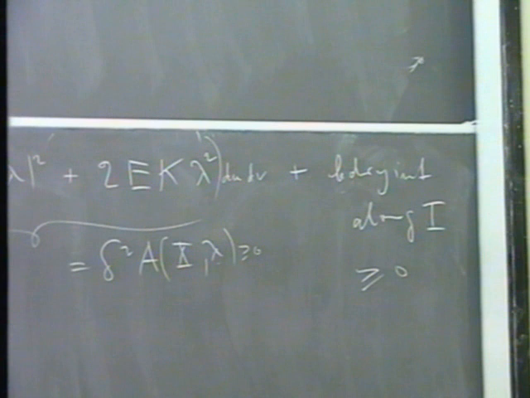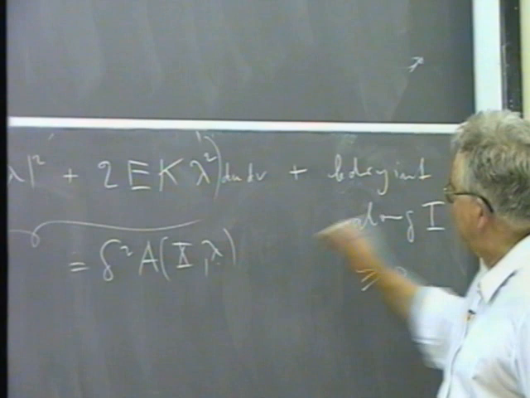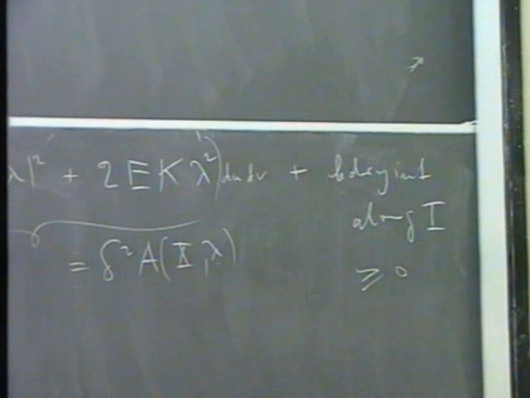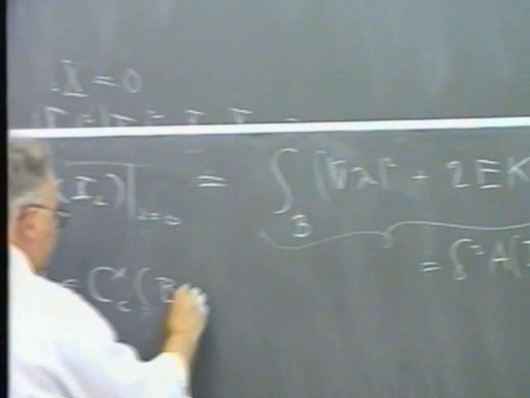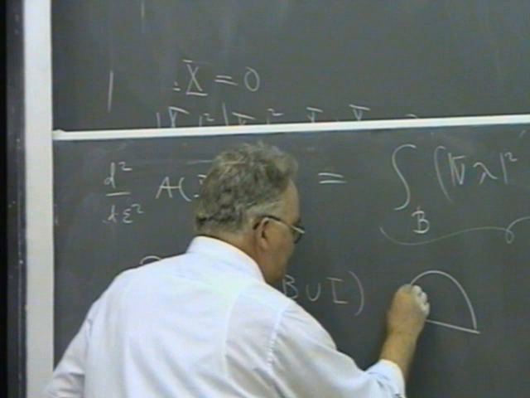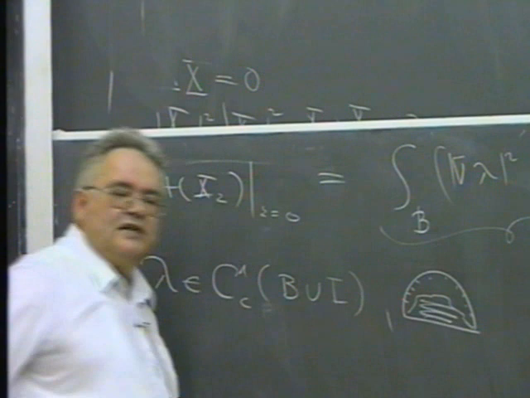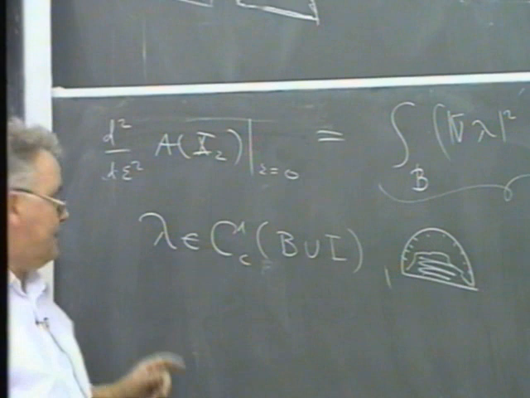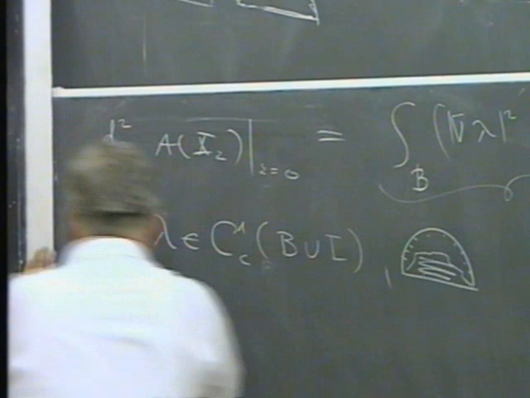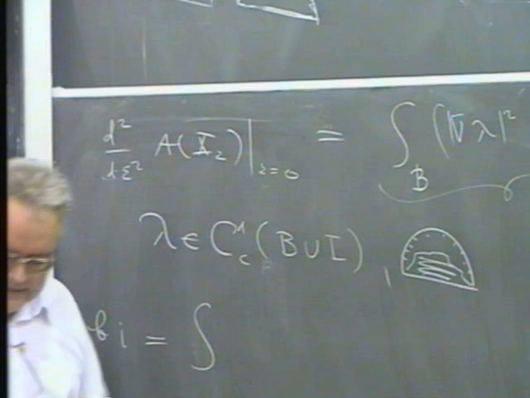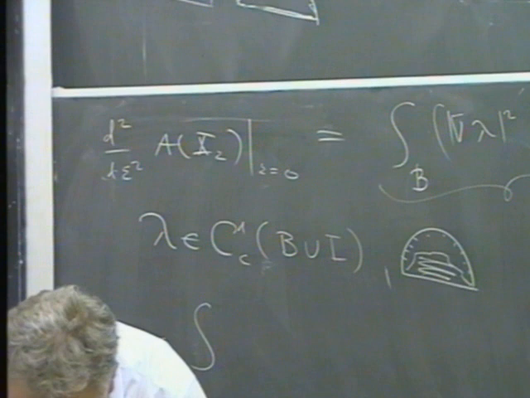And so I introduce the notion of free stability, that this expression, where I now allow lambda of class C1, has compact support in B union I. So it's zero around here, but can be non-zero on such a domain. What is this extra term? So this boundary integral. Since I'm not deriving it, I better copy it.